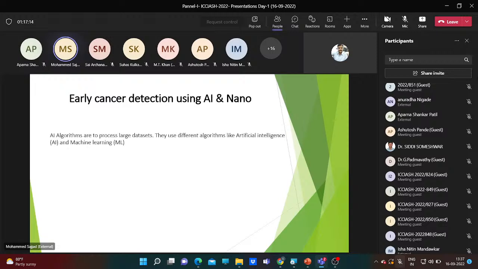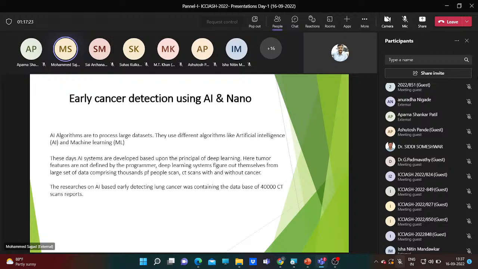Artificial intelligence algorithms are used to process large data. They use different algorithms like artificial intelligence and machine learning. These days, AI systems are developed based upon the principle of deep learning. Here, tumor features are not defined by the program. Deep learning systems figure out themselves from a large set of data. That's what I am saying.